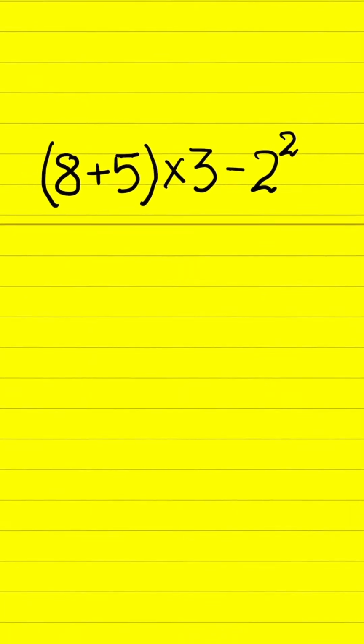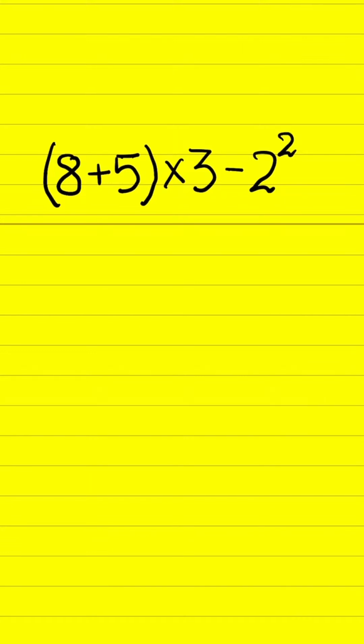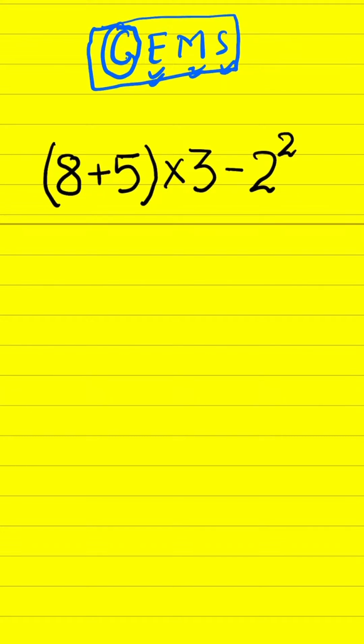What about this question? 8 plus 5 in parenthesis times 3 minus 2 square. Here we have exponent, multiplication, and parenthesis. So first, according to PEMDAS, we solve parenthesis, then exponent, and then multiplication, and then subtraction. There is another rule which has evolved currently. It is called GEMS, where G stands for groupings, E for exponents, square roots, indices, M for multiplication, division, and S for subtraction, addition. So you can also remember GEMS to solve the questions.